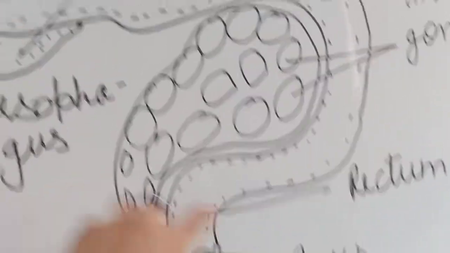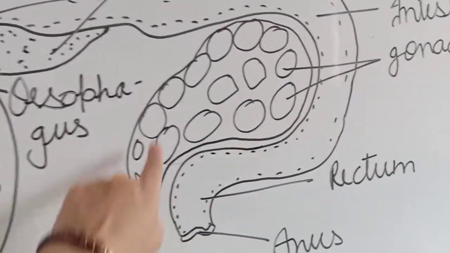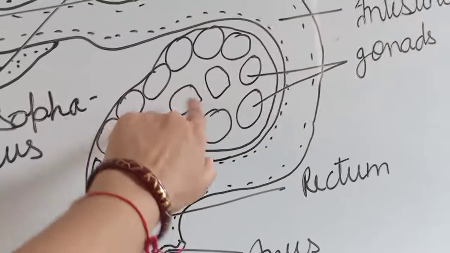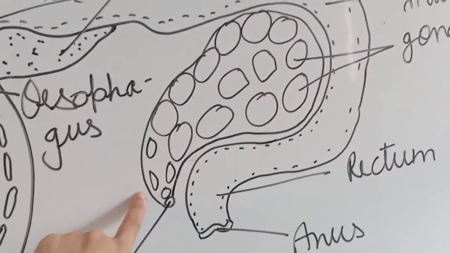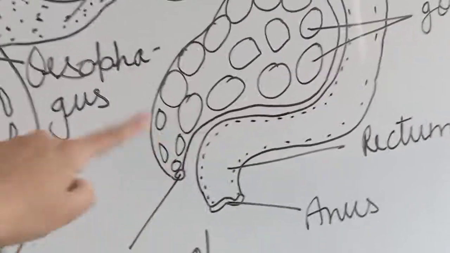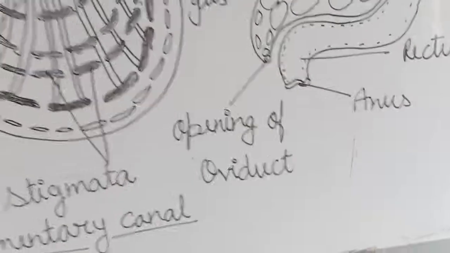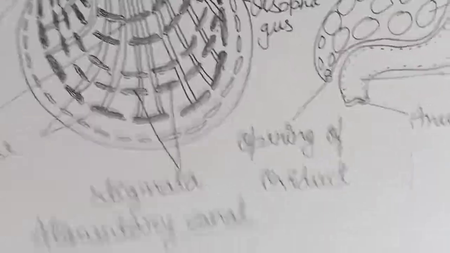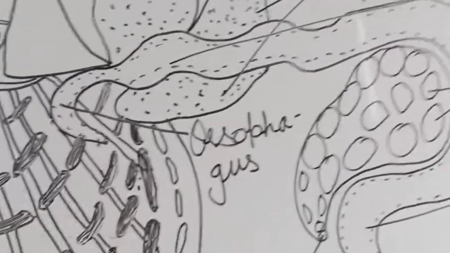Now beside the alimentary canal, there is an ovary present in the female animal, and inside the ovary there are gonads. You can see several gonads are present, and this is the opening of the oviduct. You can see here. Now these are the parts of the alimentary canal.